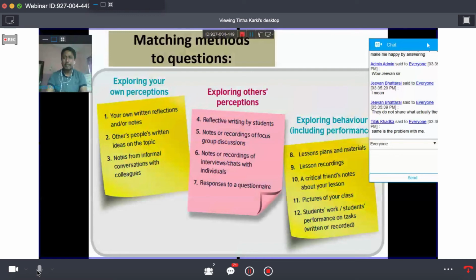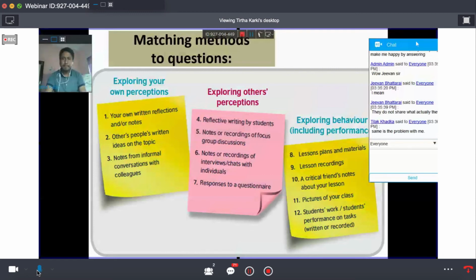And finally, exploring behavior. What activities the teachers have been conducting in the classroom can be found out by analyzing the lesson plans and materials, lesson recordings, audio or video recording of the lessons, and a critical friend's notes about your lesson. Or a colleague can be invited and asked to suggest what was happening in the teacher's classroom, and pictures of the class and students' work or students' performance on tasks. So these are the tools to collect the data.